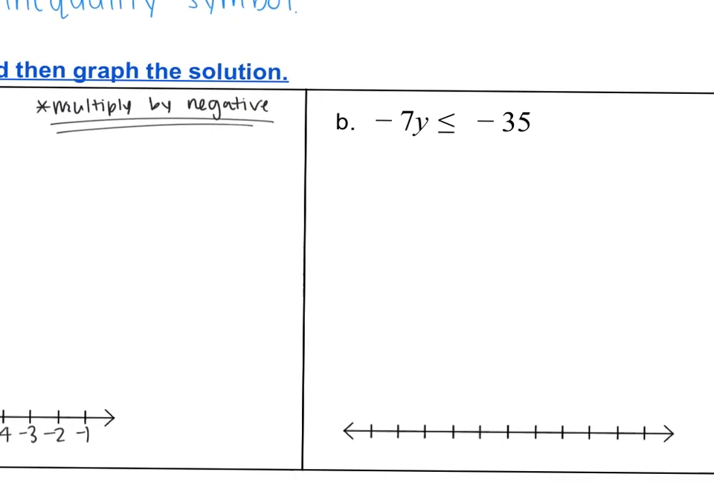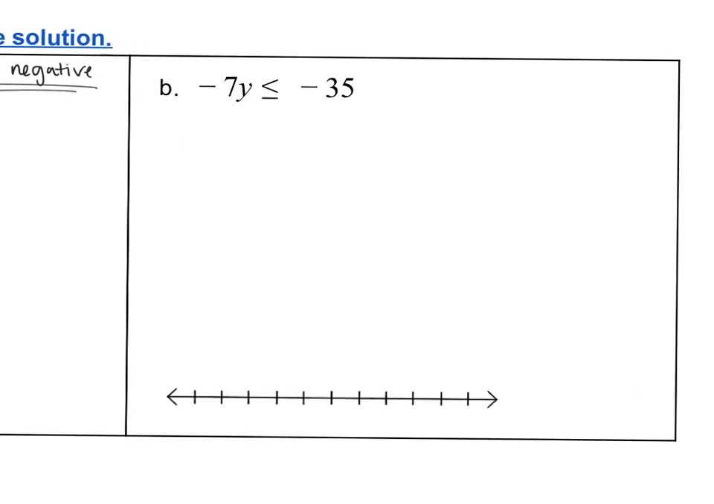Let's try another one of those. If I'm going to get this y by itself, I'm going to divide by -7. So I'll divide by -7 on both sides, and I'll get y is less than or equal to 5. Oop, I missed something. Let's go back here. I divided by a negative, right? I divided by -7, so I have to flip my symbol. So it should be y is greater than or equal to 5.